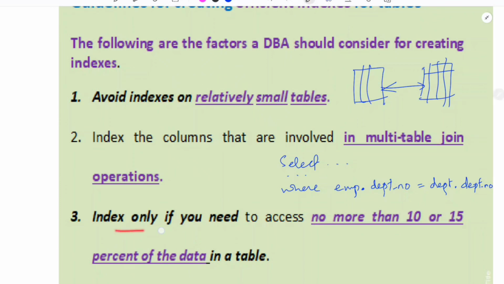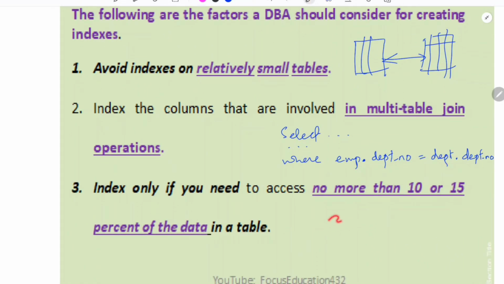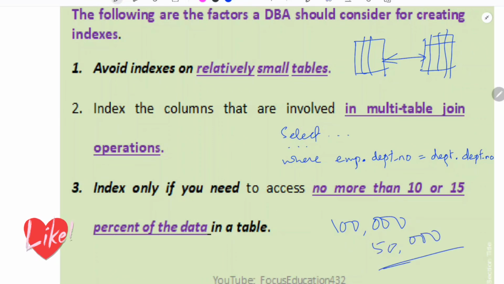Now the third one, index only if you need to access no more than 10 to 15% of the data in the table. Suppose you have a table having, say, 100,000 rows. Now when you write a query, out of 100,000, say 50,000 rows are displayed. The user needs 50,000 rows from this 100,000 row table.